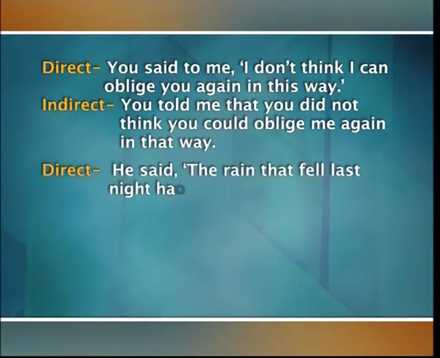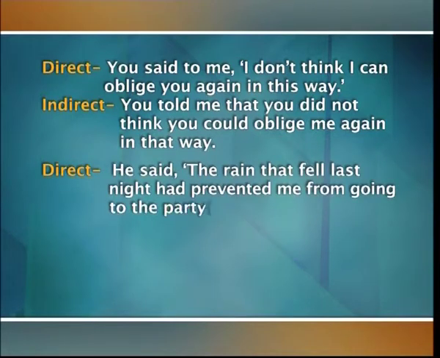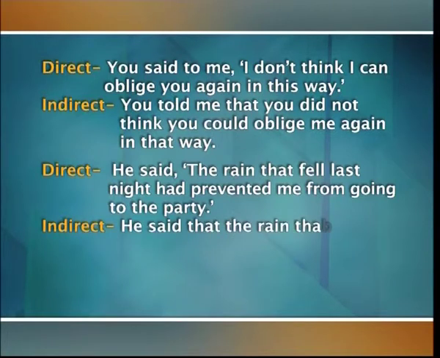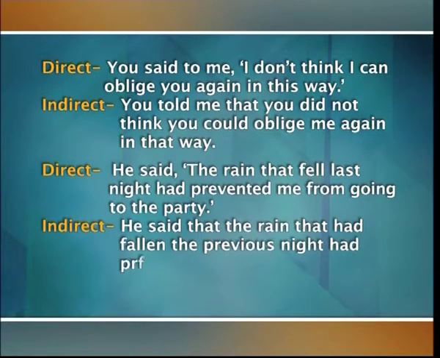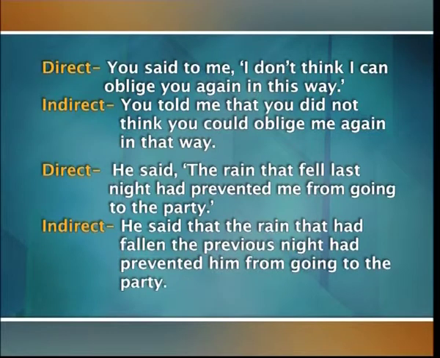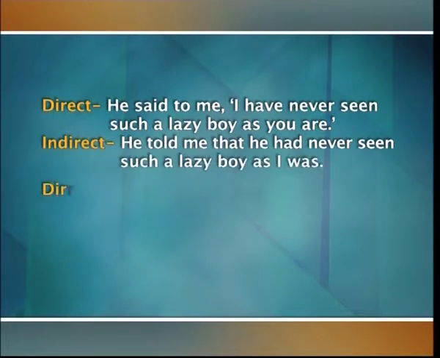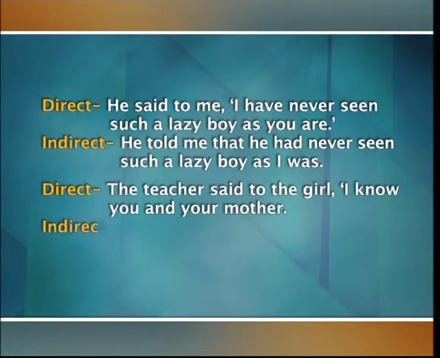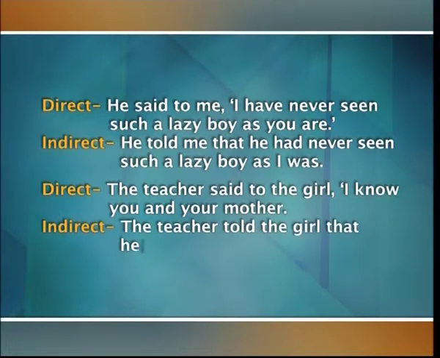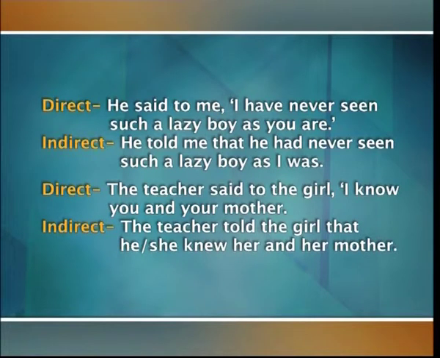Direct: He said, "The rain that fell last night has prevented me from going to the party." Indirect: He said that the rain that had fallen the previous night had prevented him from going to the party. Direct: He said to me, "I have never seen such a lazy boy as you are." Indirect: He told me that he had never seen such a lazy boy as I was. Direct: The teacher said to the girl, "I know you and your mother." Indirect: The teacher told the girl that he or she knew her and her mother.